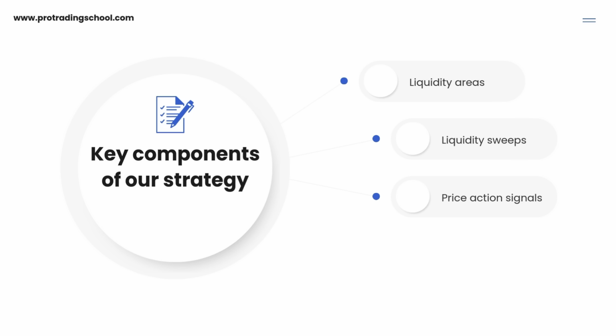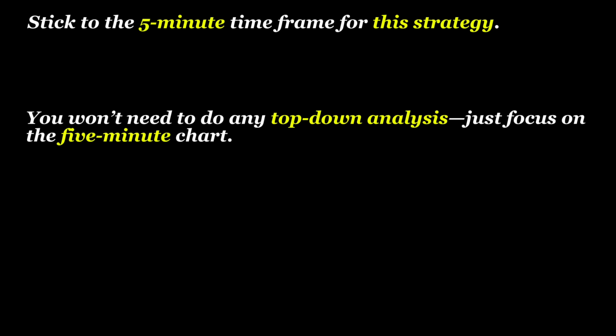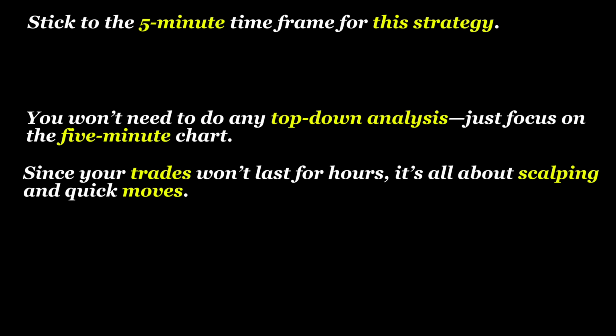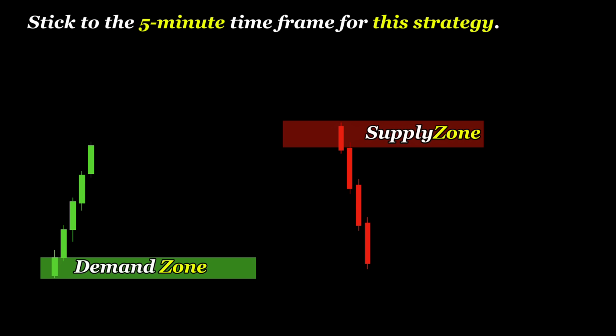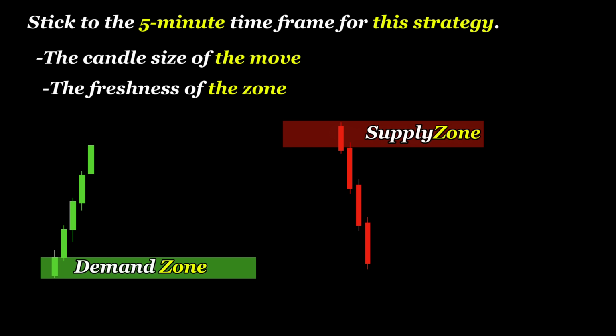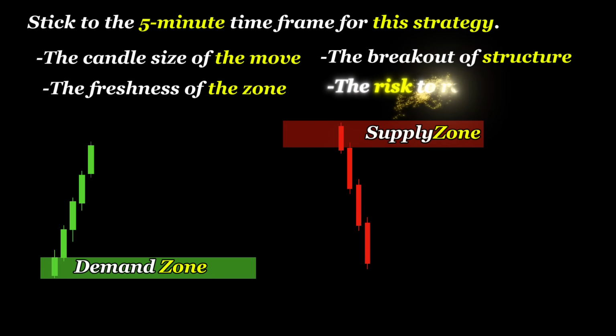Alright, now that we've covered the three key components of our strategy, liquidity areas like supply and demand zones, liquidity sweeps and price action signals, let me quickly remind you of the steps to follow when trading this powerful scalping strategy. Stick to the 5-minute time frame for this strategy. You won't need to do any top-down analysis, just focus on the 5-minute chart. Since your trades won't last for hours, it's all about scalping and quick moves. Start by identifying the supply and demand zones where the market is likely to react. Make sure the zone is worth trading by checking the following criteria: the candle size of the move, the freshness of the zone, a breakout of previous structure, and the risk-to-reward ratio.